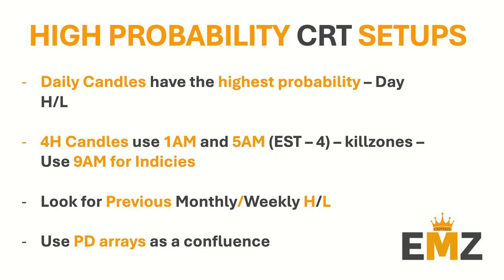And the fourth and final point is to use PD arrays as a confluence. As I've said, if we have candles playing out in an order block, you'd want to mark out the low of the candle and see if market sweeps below that low. I will show you what I mean on the real market, so let's get into it.